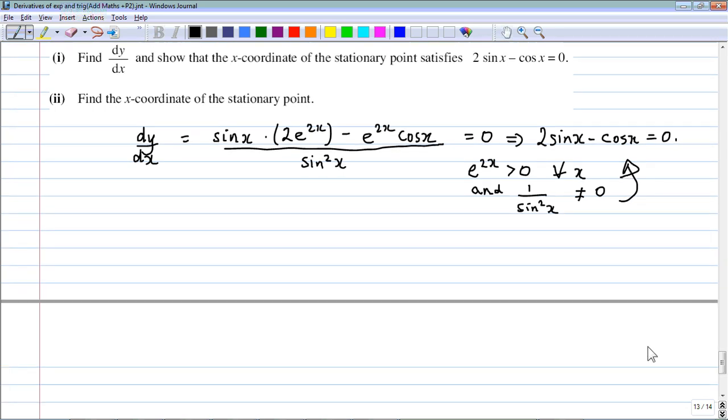Okay, last part, find the x-coordinate of the stationary point. Well, we just write 2 sin x equals cos x, so tan x is 1/2. And you can calculate x in radians to 3 significant figures using a calculator.